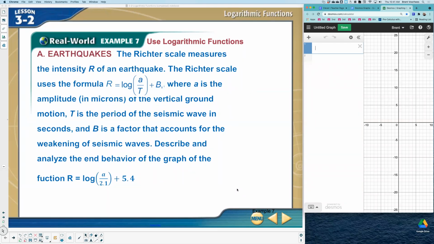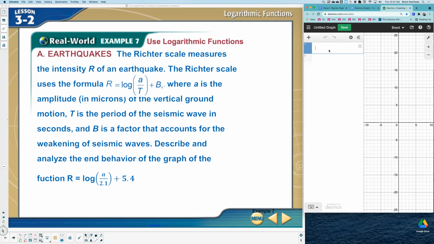All right, let's now take a look at some real worlds here. It says earthquakes. The Richter scale measures the intensity R of an earthquake. The Richter scale uses this formula shown there, where A is the amplitude in microns of the vertical ground motion, T is the period of the seismic wave in seconds, and B is the factor that accounts for weakening of seismic waves. Describe and analyze the end behavior of the graph of the function R equals all that.